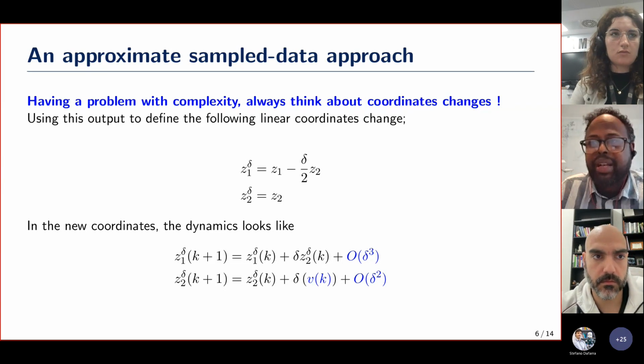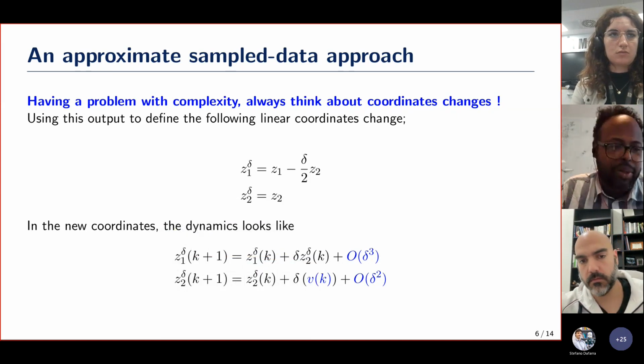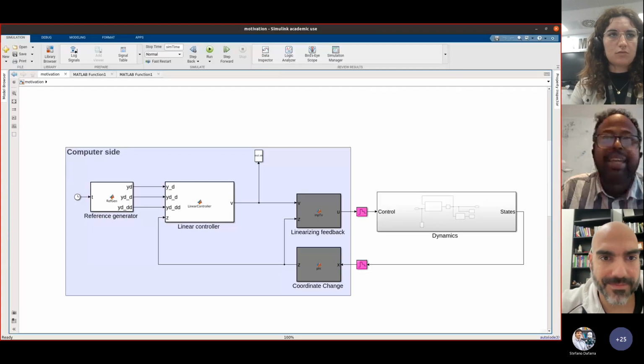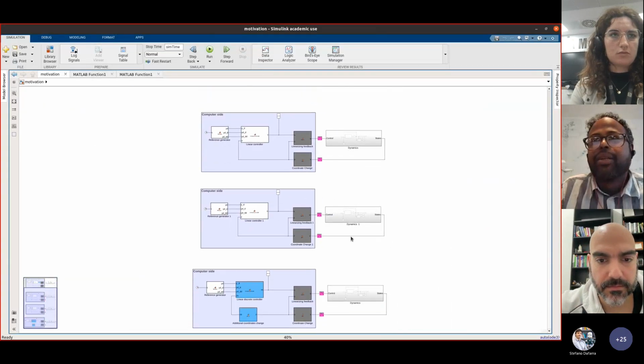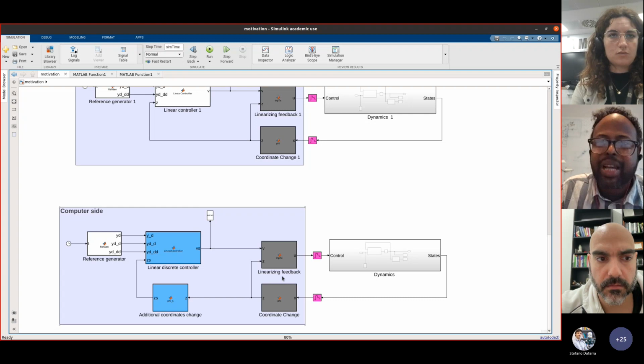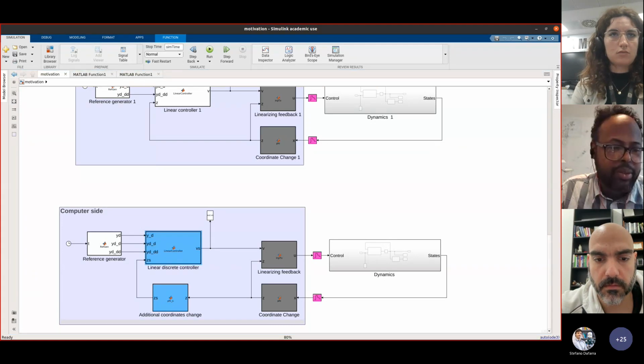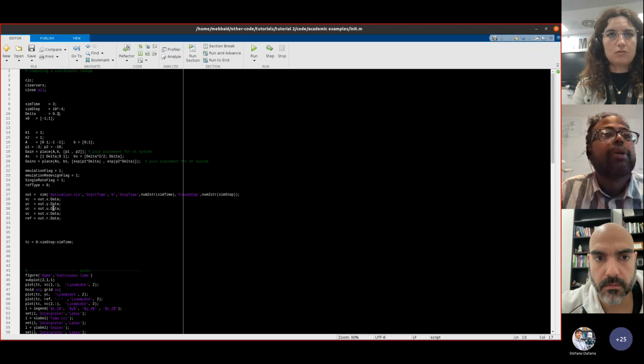Does it perform better than our redesign? Well, let's see. So for our example, again, this is our same system, same sampling and holding device, same continuous time coordinate change and linearizing feedback, but this new additional coordinate change and this redesigned linear control, as we said. And let's see the performance of this compared to the other two. So go here, we need to plot it as well.